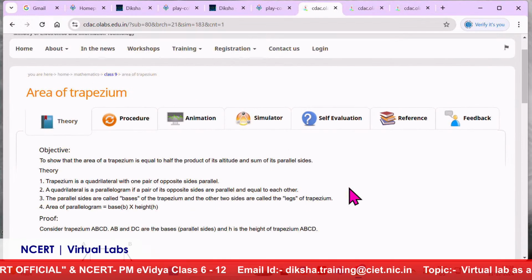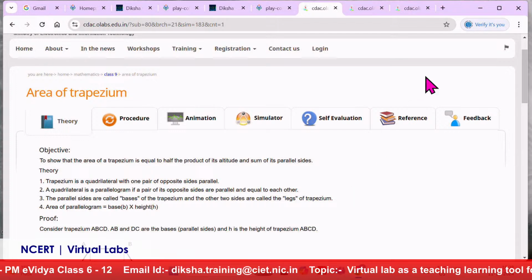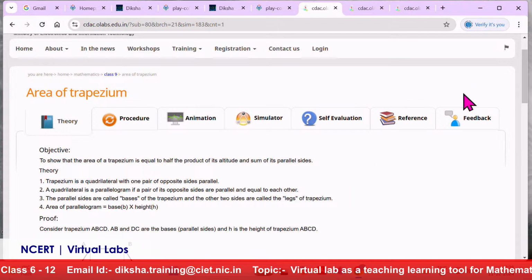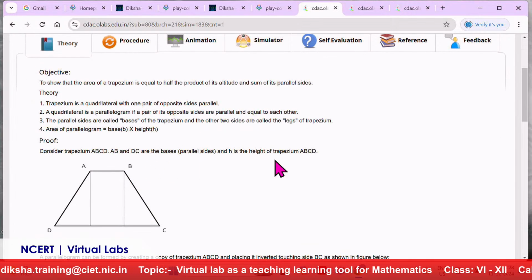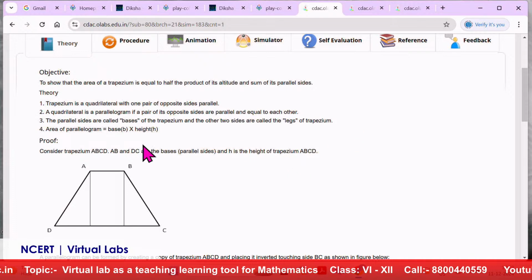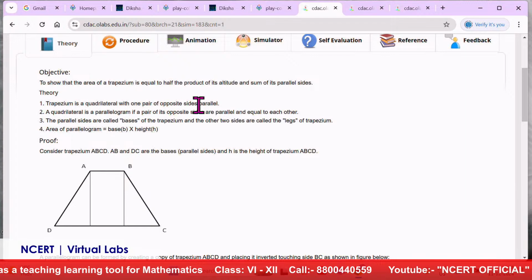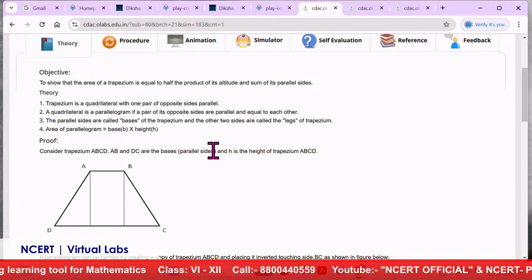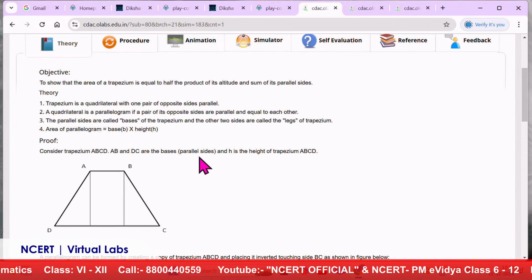First the student will understand the concepts and the principle related to the experiment, and the learner will get a solid foundation of the trapezium. The sir has told me what the trapezium is and what the properties of the trapezium are. To show the area of the trapezium, here we have the objective, and we also get the learning outcomes related to this topic.